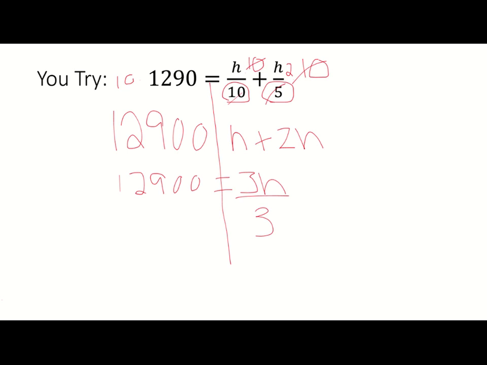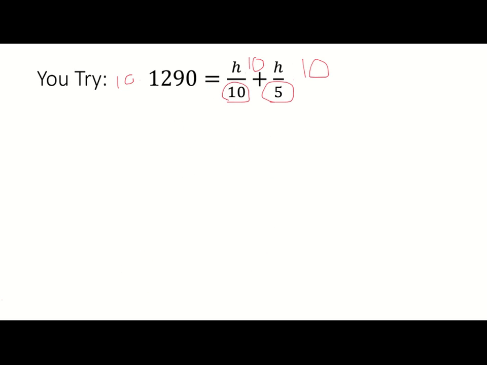Divide both sides by 3, and then do the division. 3 goes into 12 4 times, into 9 3 times, and then we have 2 zeros as a placeholder. So h is equal to 4,300.